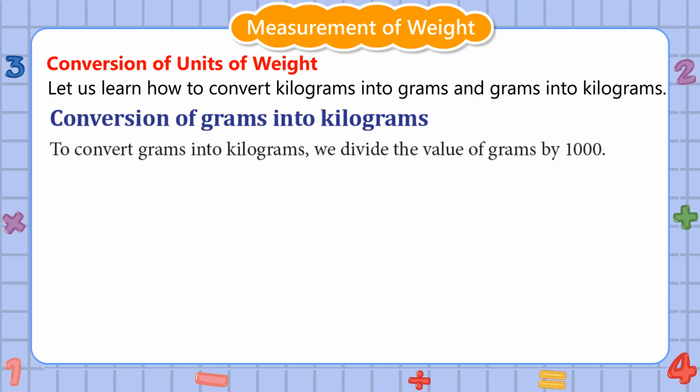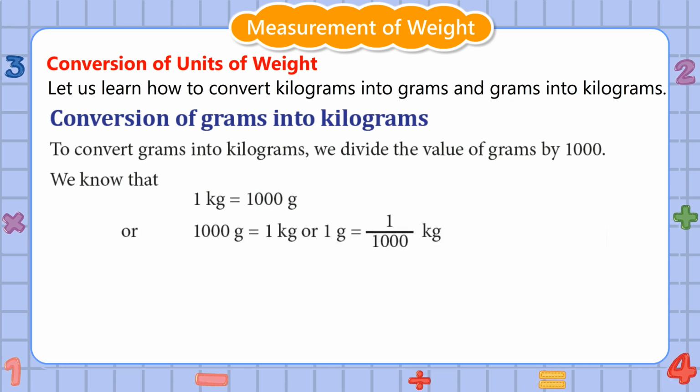Conversion of grams into kilograms. To convert grams into kilograms, we divide the value of grams by 1000. We know that 1 kilogram is equal to 1000 grams, or 1000 grams is equal to 1 kilogram, or 1 gram is equal to 1 by 1000 kilogram. So, 2 grams is equal to 2 by 1000 kilograms.